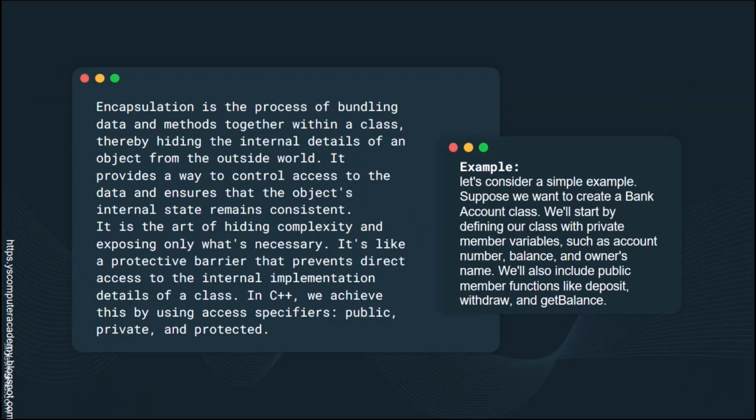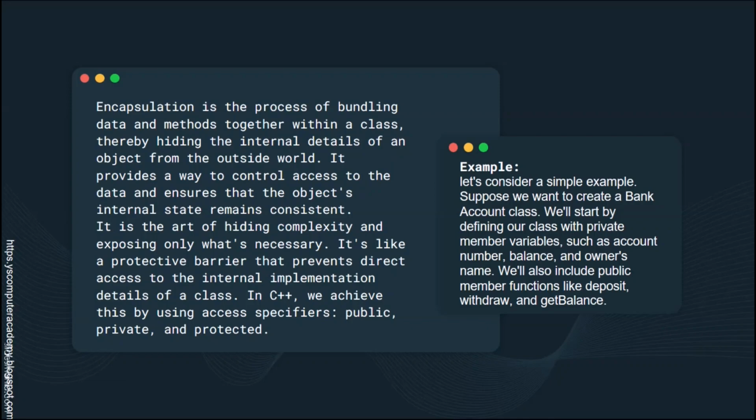So, what exactly is encapsulation? Well, think of it as the art of hiding complexity and exposing only what's necessary. It's like a protective barrier that prevents direct access to the internal implementation details of a class. In C++, we achieve this by using access specifiers: public, private, and protected.